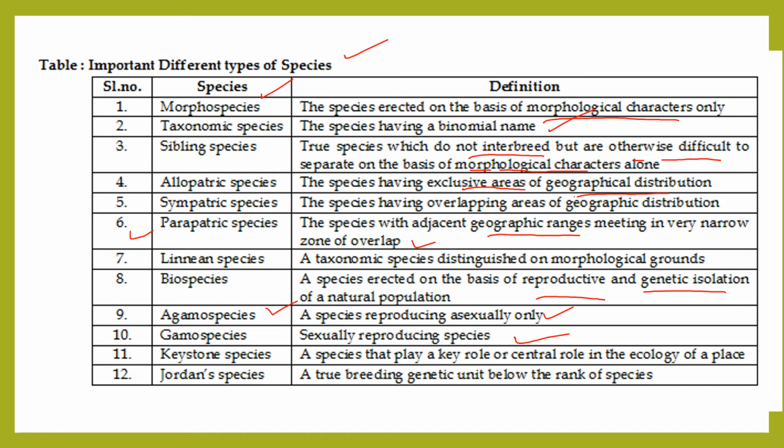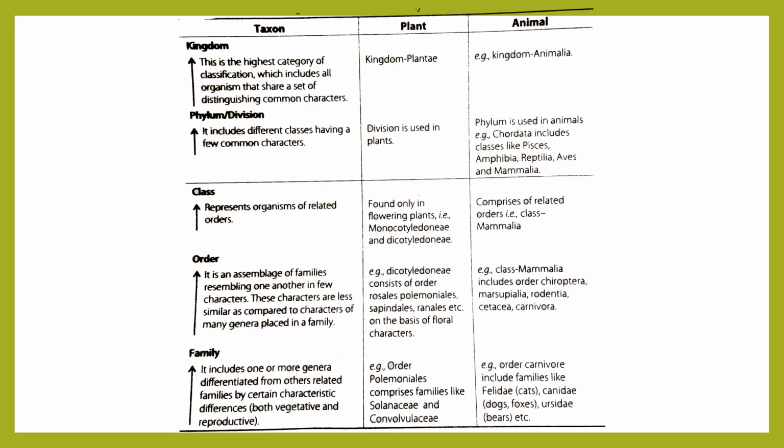Then keystone species: a species that plays a key or central role in the ecology of a place. Jordan species: a true-breeding genetic unit below the rank of species is nothing but a Jordan species. Next, I'll start with family now. It includes one or more genera differentiated from other related families by certain differences. It can be vegetative, it can be reproductive.